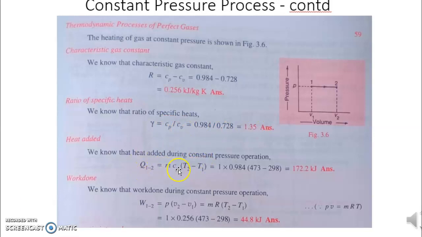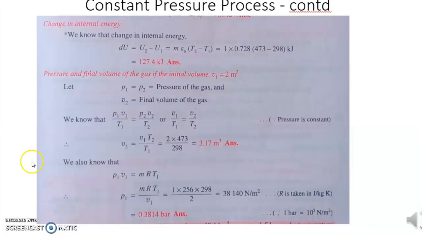Heat added, Q1 to 2 is equal to mCp into T2 minus T1. In this, substitute all the values, we get 172.2 kJ. Next, work done. Work done is nothing but P into V2 minus V1, or m into R into T2 minus T1. Substitute all the values, you will get 44.8 kJ for the work done.